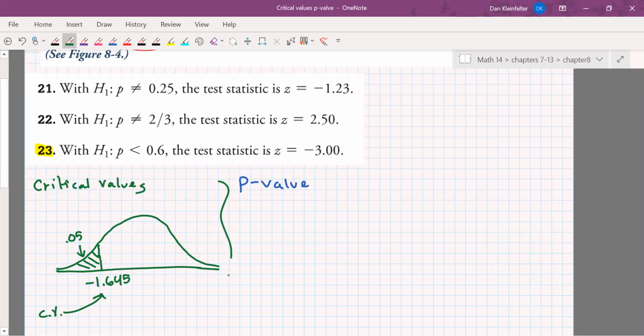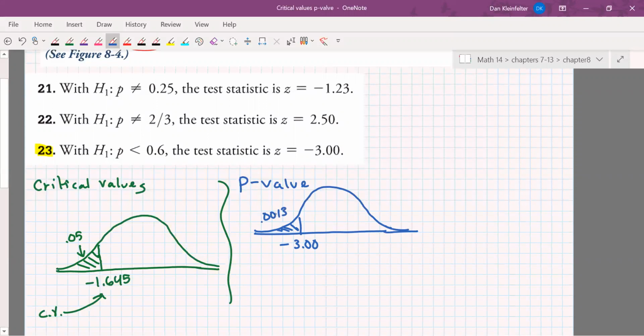Okay. For the p-value, we'll take a look at our test statistic, which was -3. And then we want to know the area to the left of -3. And that should be pretty small. 0.0013. Okay, so that will be our p-value, 0.0013.